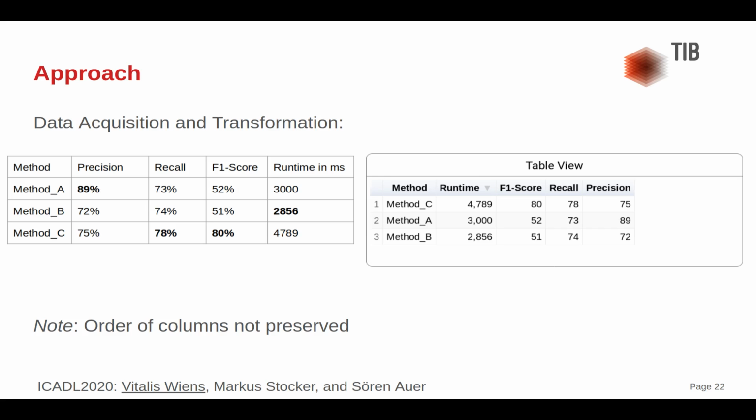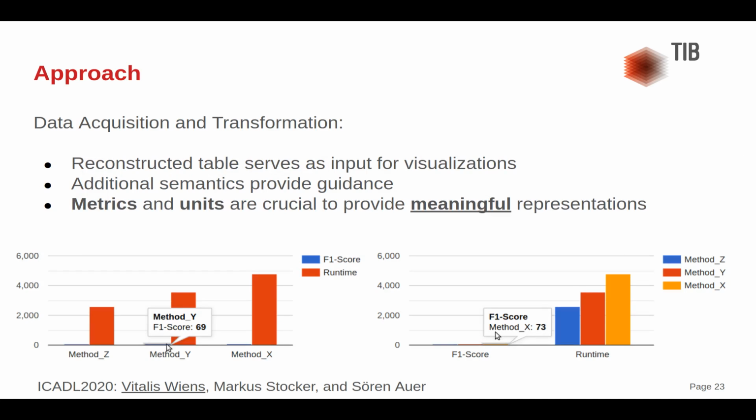For example, we can order the columns in an ascending or descending order. These tables serve as input for chart visualizations. The additional semantics provide guidance for the creation of meaningful visualizations. For example, visualizing runtime and F1 score in one chart does not provide a meaningful representation of the information.